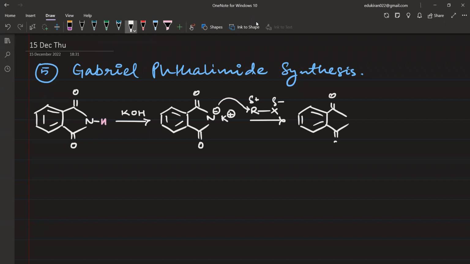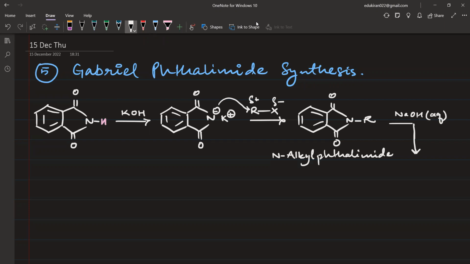Double bond O, N bonded to R. This is known as N-alkyl phthalimide. Once we have got N-alkyl phthalimide and we react this with NaOH in aqueous condition, that means we are doing hydrolysis in basic condition. I will get the sodium salt of carboxylic acid here.